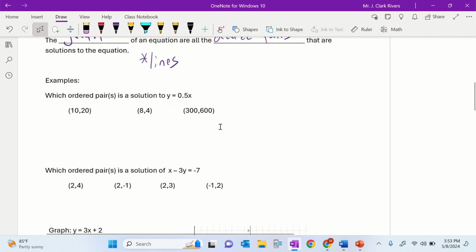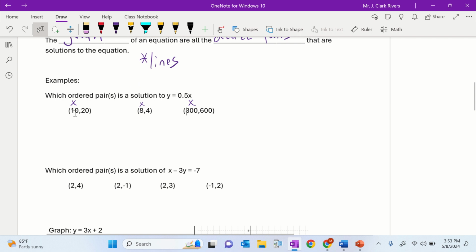All right, so which ordered pairs is a solution to y equals 0.5x? That's half of x. Well, x comes first, right? That's x, that's x, that's x. Half of x. Try that out. See if you know which ones are solutions to that equation. Give it a shot. Pause the video.